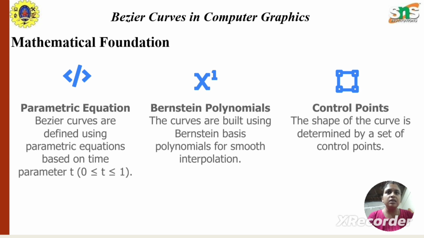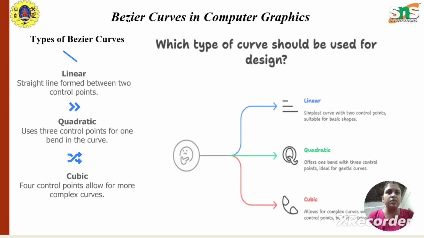So next is control points. The geometry of the curve is defined solely by the positions of these control points. Moving a control point dynamically adjusts the curve. Types of Bezier curves: we have three types, linear, quadratic, and cubic. Linear is defined by two control points. If it has two control points forming a straight line, it is called a linear Bezier curve. The next one is the quadratic Bezier curve.